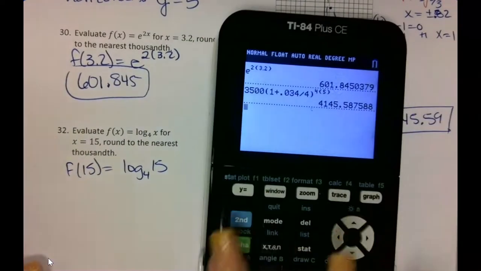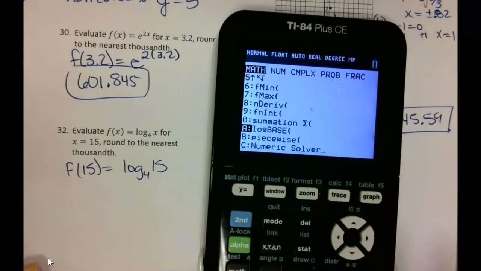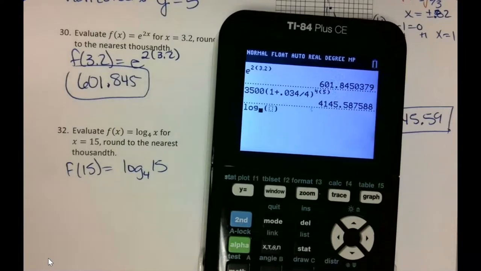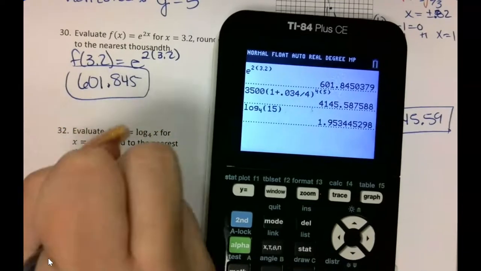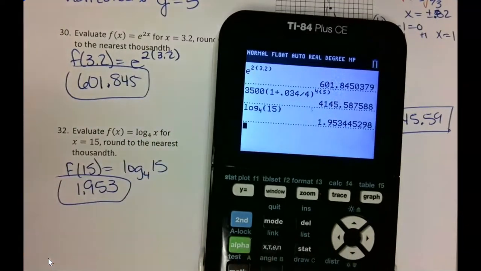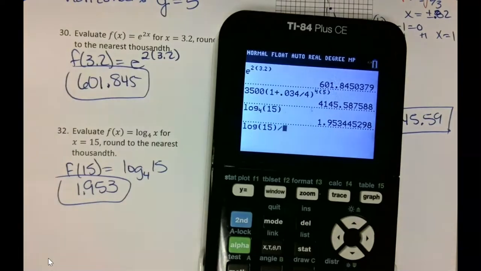On a newer calculator, I can go to Math, down to log base, and then type this in exactly as it looks on my paper. It's going to give me 1.953. If I have an older calculator, I can go log 15, so the argument, and then divide by log the base, 4, and it should give me the same answer.